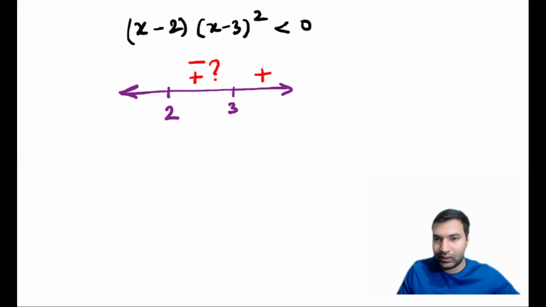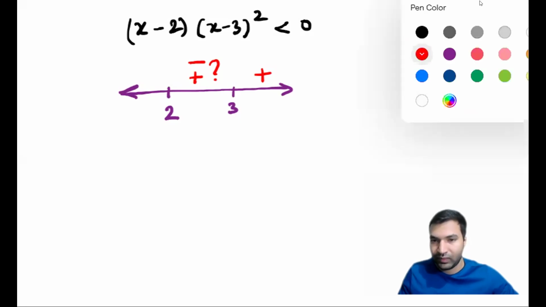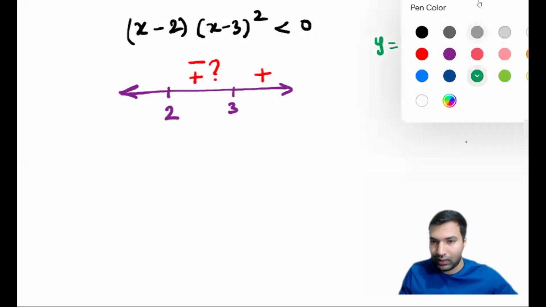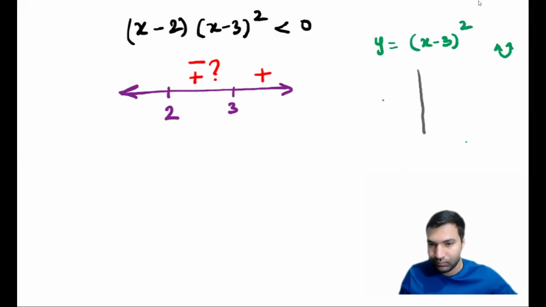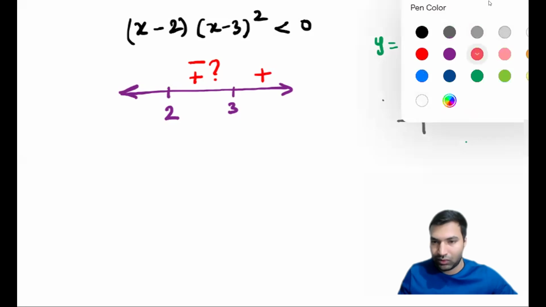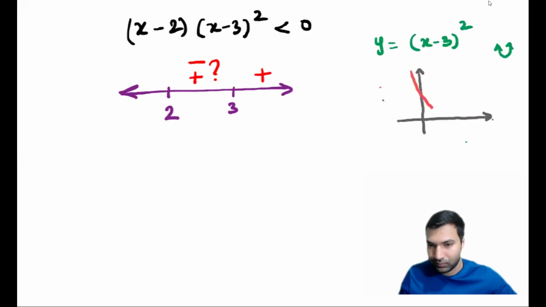The concept over here is, let me take a different color. Let's suppose you have y is equal to (x minus 3) whole square. So we know that it's a parabola which is opening upwards, isn't it? Like this. And if I plot it on the graph, the curve would look something like this, opening upwards, right?